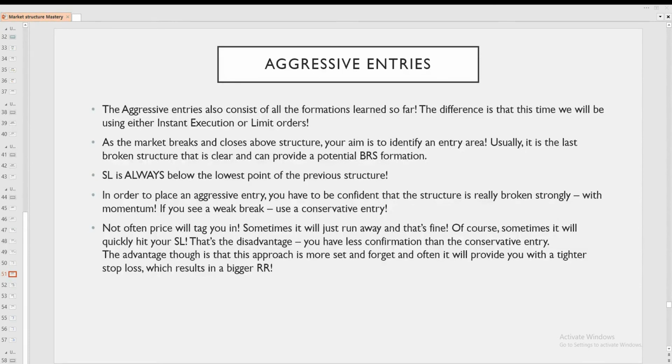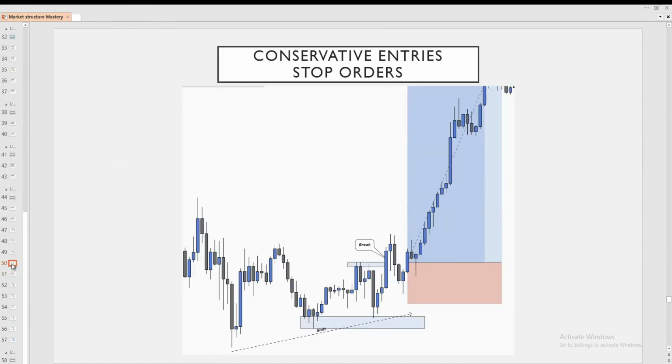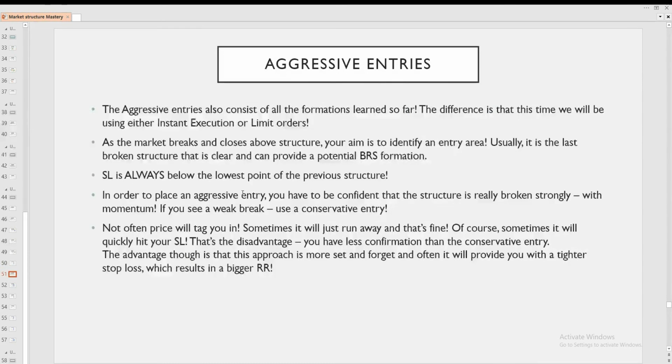Okay, and in order to place an aggressive entry, you have to be super confident that the structure is really broken strongly with strong momentum. If you see a weak break, like we had an example, let me just go back. Yeah, this is not really a strong break. It is a strong break because it's a beautiful body close, but it didn't come further from this level, because usually you would like to set a limit on this zone. So if it came around right there, definitely you can set it. If your break is not really significant, it doesn't really pull away from that structure, then you should be using a conservative entry. So this is why I told you that you're constantly going to be switching between conservative and aggressive.